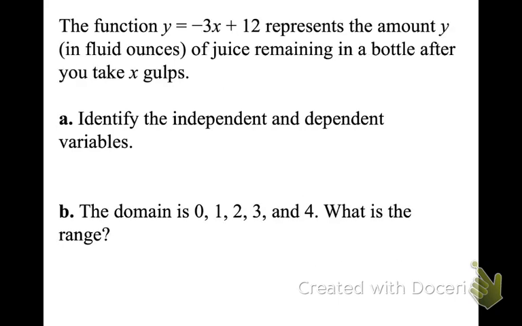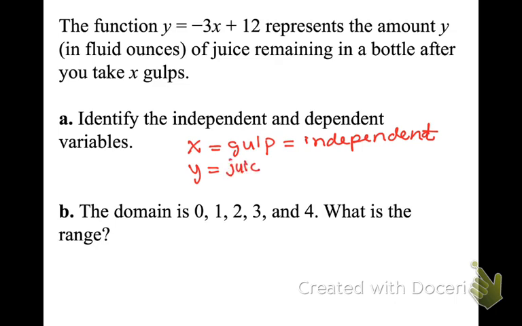So X, which is gulps, is the independent. And Y is the juice left, and that is our depender. Okay? Now, what they want us to do is they're giving us input values. That means we substitute that into the equation.